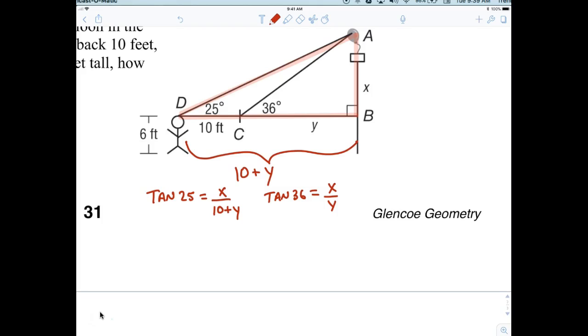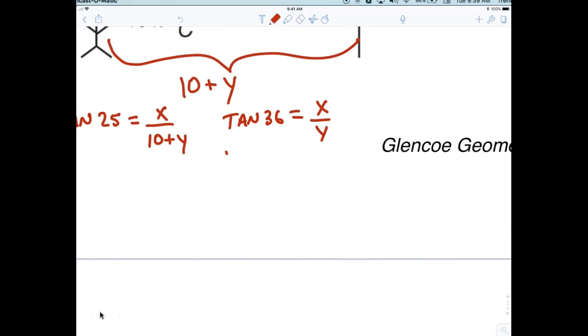Now, this is just a system of equations, and I'm going to show you exactly what I want you to do. There are 2 right triangles that I'm looking at: the one with 25 degrees and the one with 36. So the tangent of 25 is x over 10 plus y. Now what I want you to tell me is that you agree that x is equal to y times the tangent of 36.